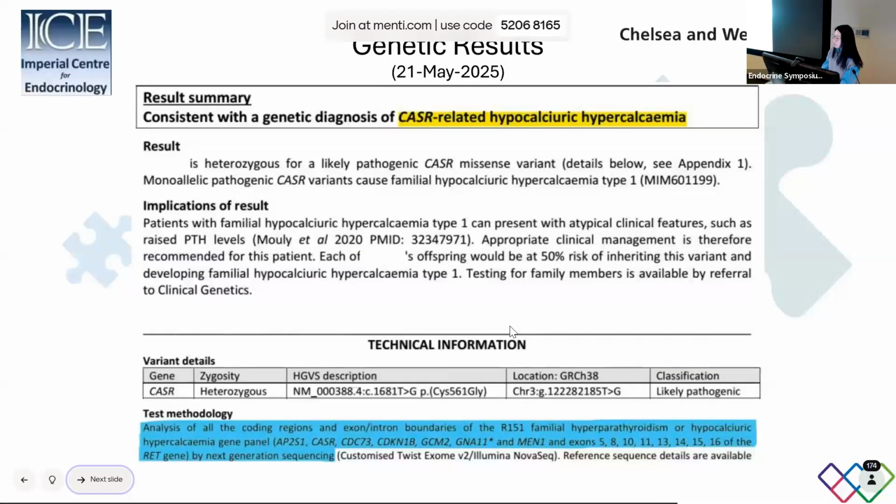Next, we got our genetic results back, and it was consistent with a genetic diagnosis of CaSR-related hypocalciuric hypercalcemia, which is consistent with an FHH diagnosis. You can also tell from the test methodology that they also test for the MEN gene, and from the panel, it was negative for MEN.